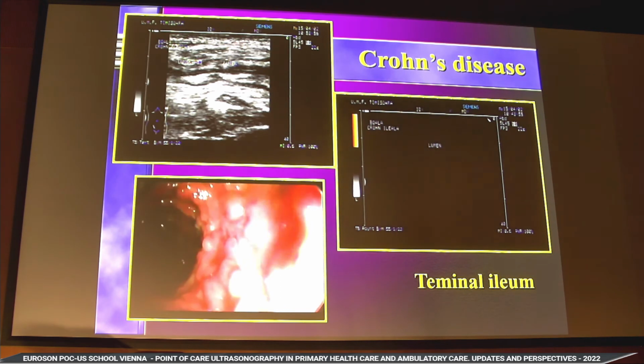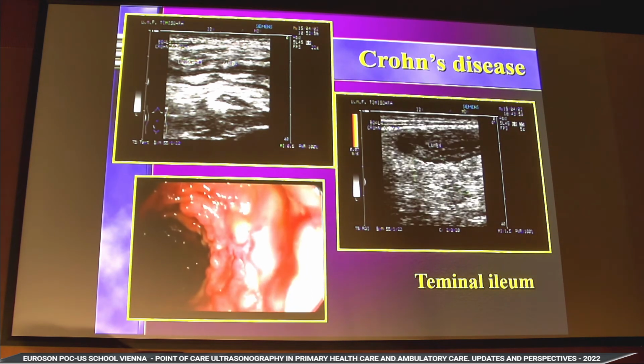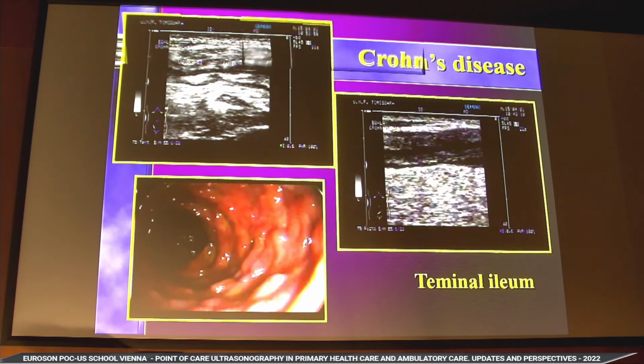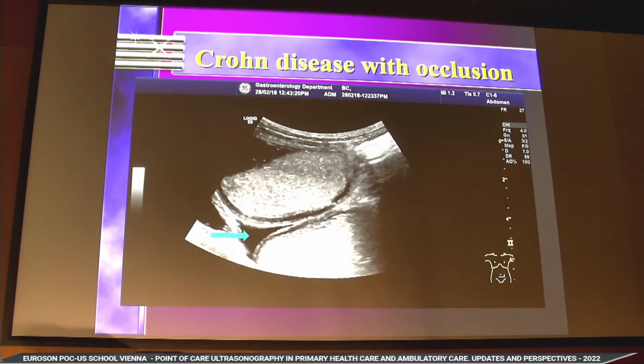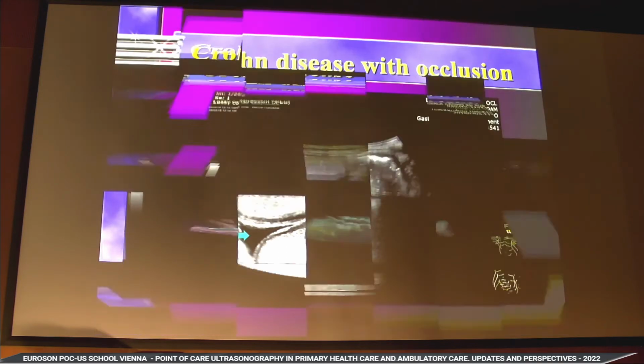In the middle is mucosa and the lumen of the terminal ileum. Here's a case of Crohn's disease with occlusion. We can see a very large bowel loop. We can see the content here and some small amount of inflammatory fluid here.